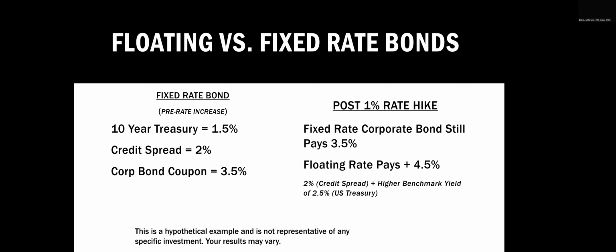However, by owning a floating rate bond instead, you're still receiving that 2% credit spread, but it's paid above the benchmark rate of now 2.5%. And so when US Treasuries increase from 1.5% to 2.5%, that additional income now gets passed on to you as the owner of a floating rate bond.